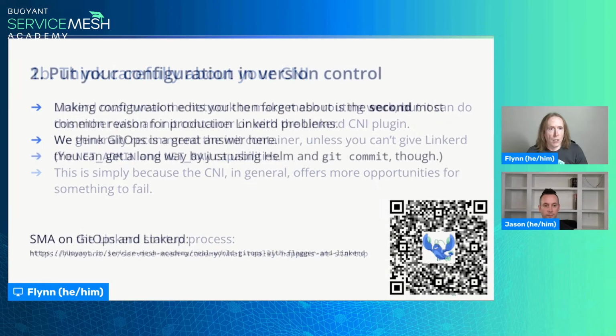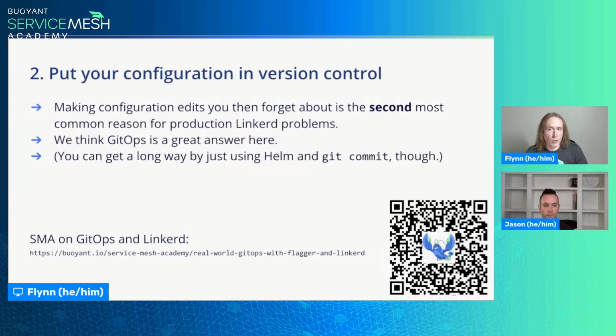So 2, put your configuration in version control. Do not be hand editing your production cluster. Just don't do it. This is the second most common reason we see things happen with Linkerd in production: somebody made a change, then they forgot about the change, and then somebody makes another change that's incompatible with the first change, but nobody knows the first change happened, so everything just falls apart.